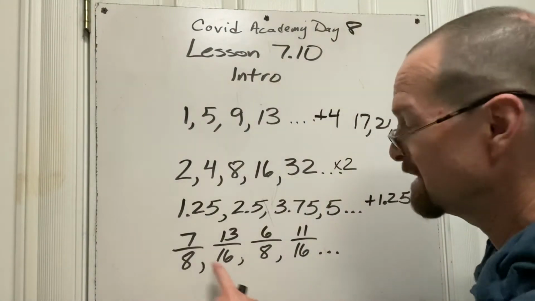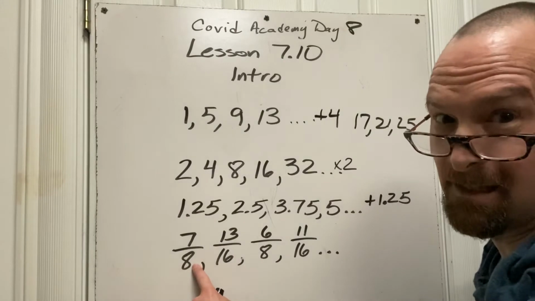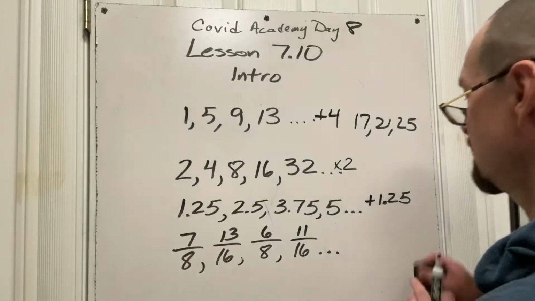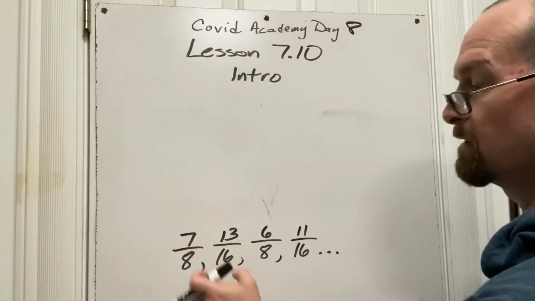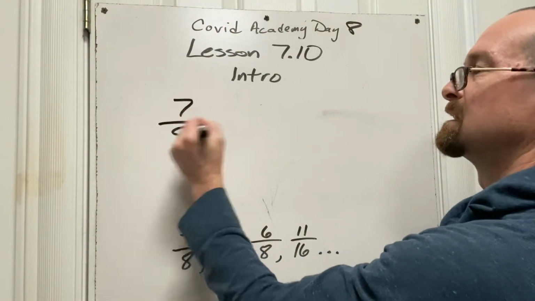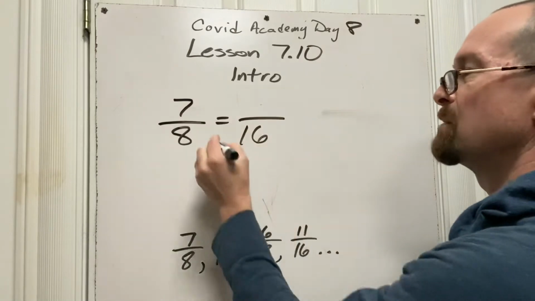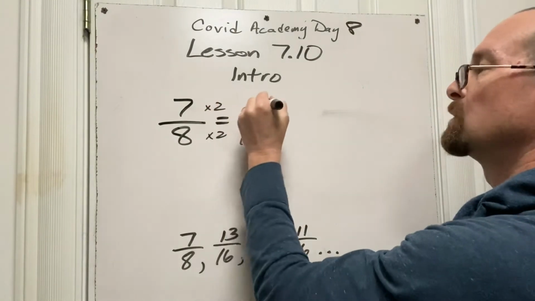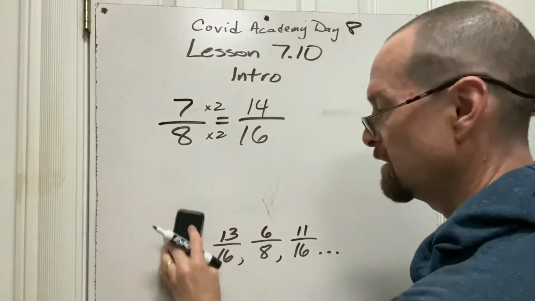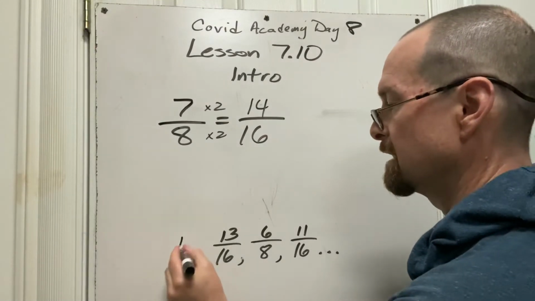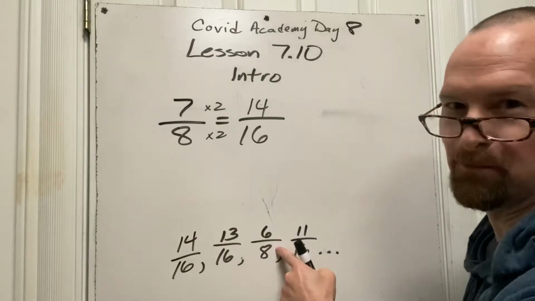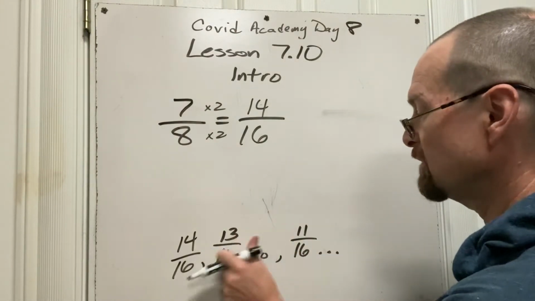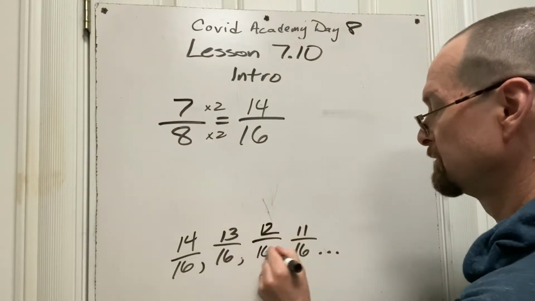And this one right here might have been a bit puzzling to you until you thought, if you change these into 16ths, then it becomes easy. 7/8, turn it into 16ths. How many 16ths would that be? Times 2, 14 16ths. Let's just erase that and write 14 16ths, 13 16ths. Guess what that one is? It's 12 16ths, 11 16ths.